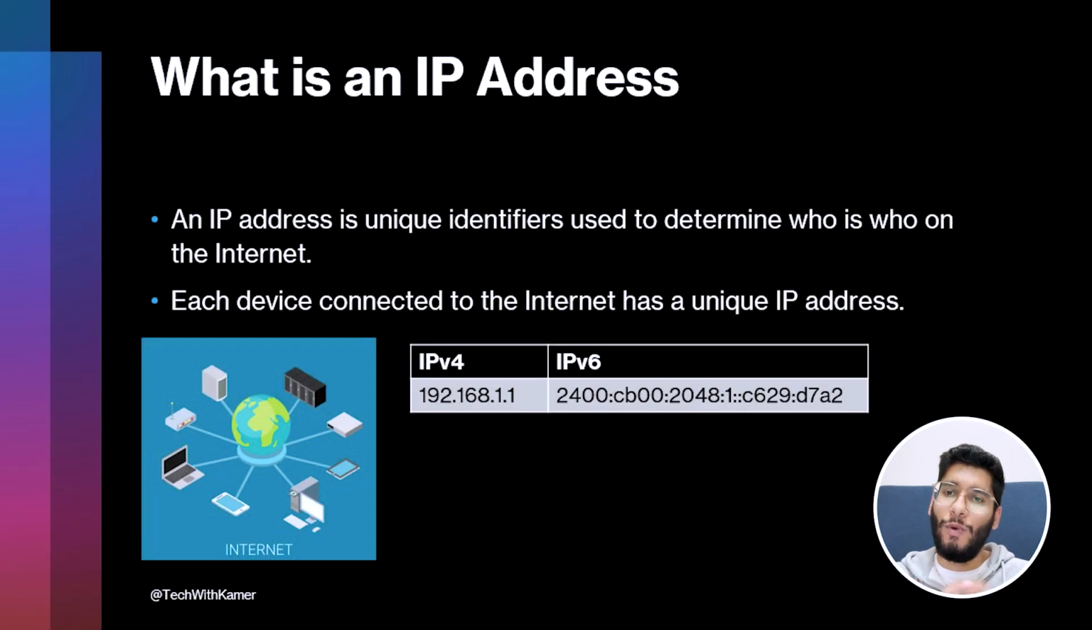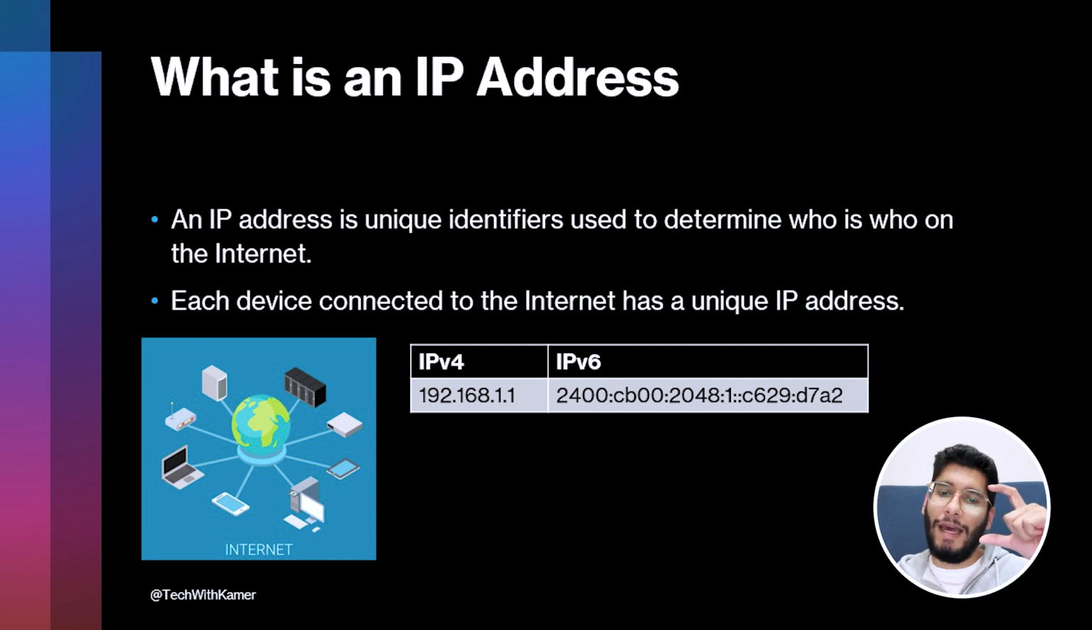In the IP address, we have two kinds of schemas. One is IPv4 and one is IPv6. We will talk about the differences between IPv4 and IPv6 in another video, but so far you can remember that we have IPv4 and IPv6.